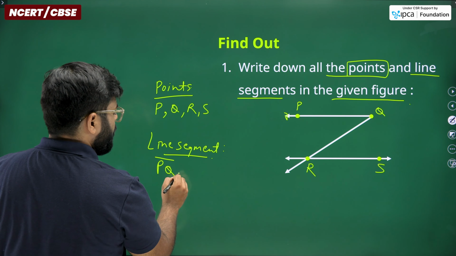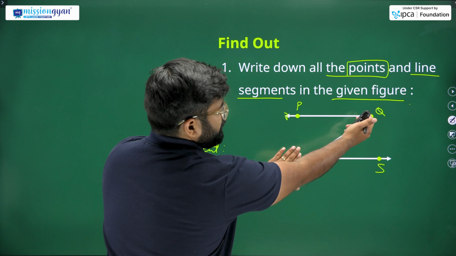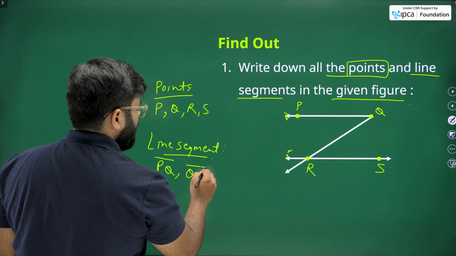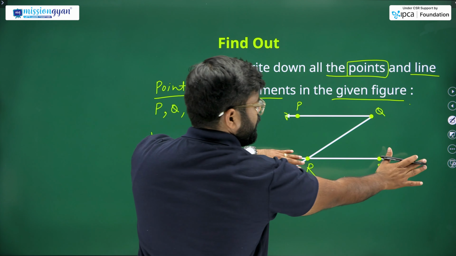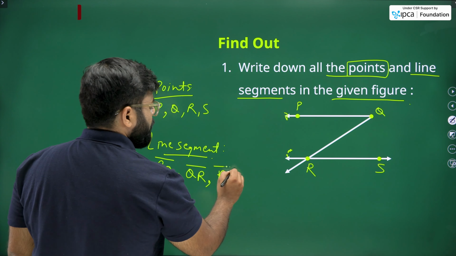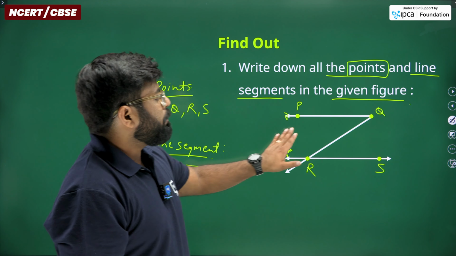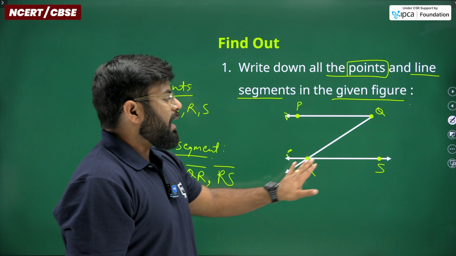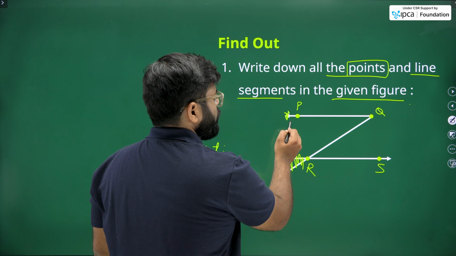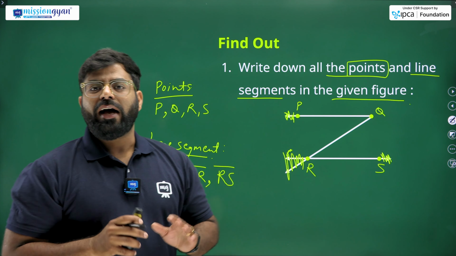Yes or no? Perfect. Another one is, if I hide these arrows from here, you will see we have line segment QR. So we can write line segment QR. And if I hide these two arrows, we are getting RS also as a line segment. So basically we are getting three line segments in the following figure, that is PQ, QR and RS. How? By hiding these arrows, you will get the line segments. Is that clear? I hope you have understood.